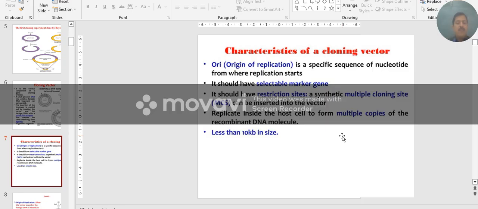Thus, the successfully created recombinant or chimeric vector molecule is transformed into a host cell and then allowed to replicate so that multiple copies of the recombinant DNA molecule are produced. And normally the vector molecules which are used are less than 10 kilobases in size.